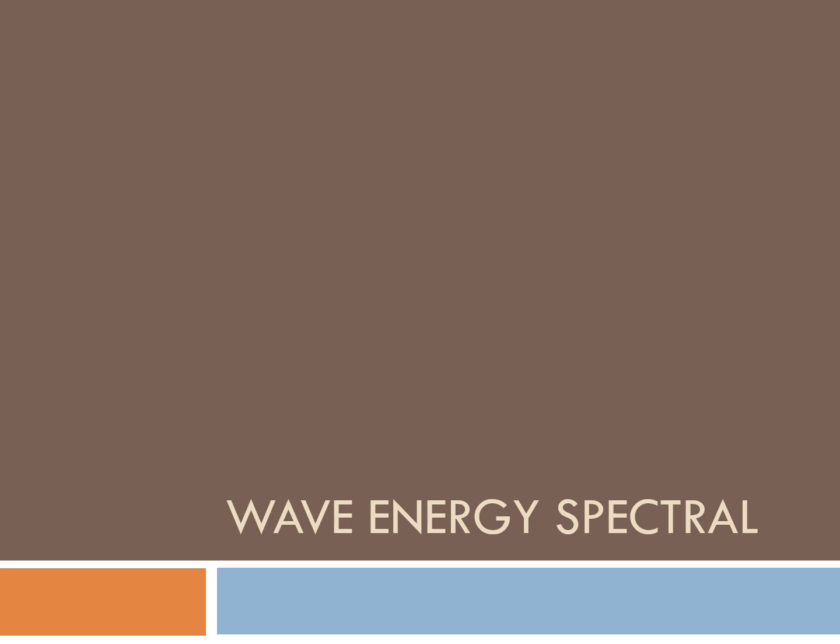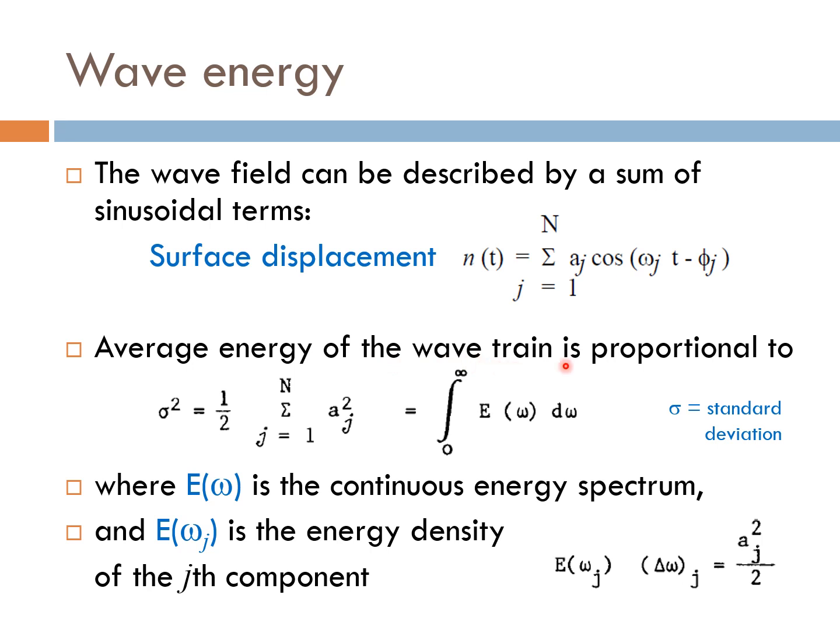Now, the average energy of the wave train is proportional to the variance, which is given by this expression, which basically is a summation of all the components of the wave inside it, where A is the magnitude of each of the components. So essentially, in order to do this, we will have to integrate the energy spectrum from 0 to infinity.